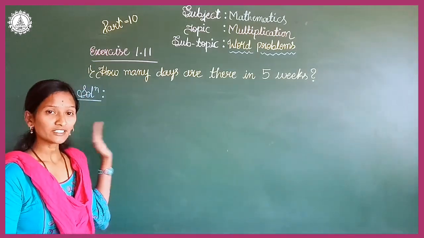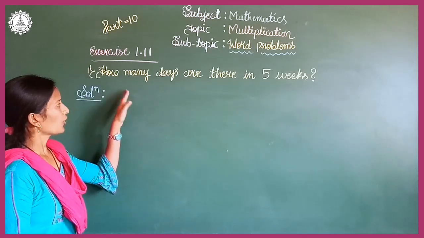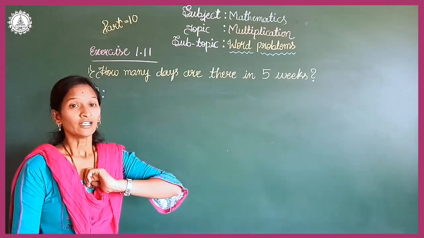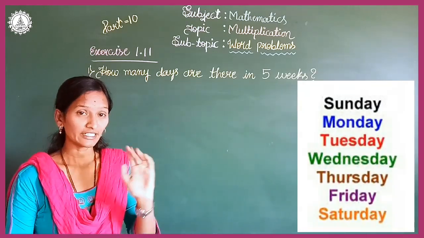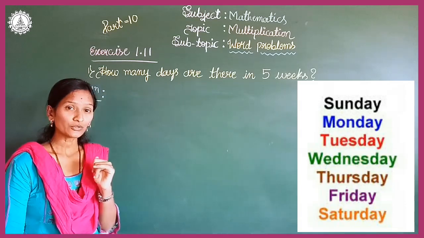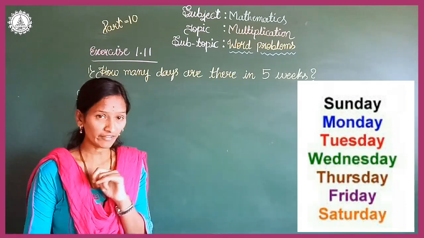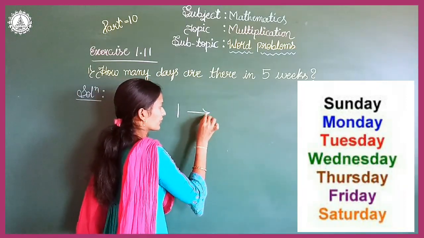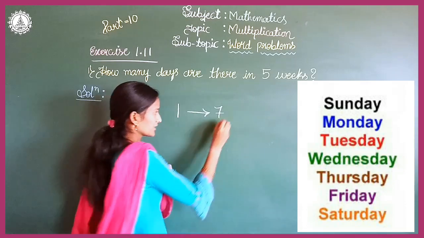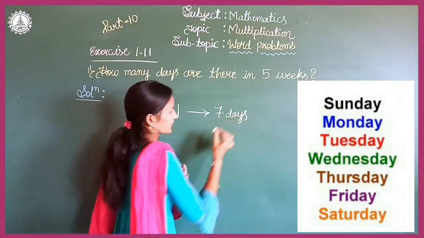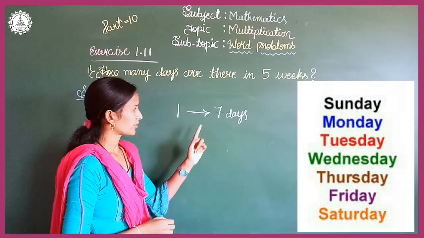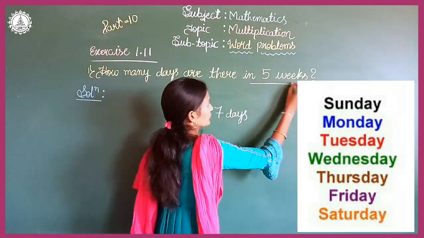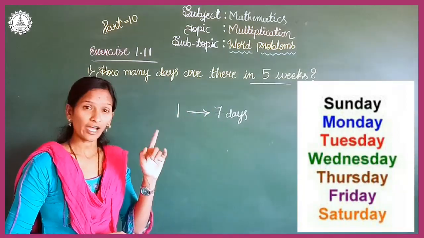So in that I am reading the first problem. Listen here. How many days are there in 5 weeks? So here they tell to find out the number of days in 5 weeks, right? So already you know in 1 week we have 7 days, right? So my dear students, in 1 week the total number of days are 7, right? So in this problem they tell to find out the number of days in 5 weeks.